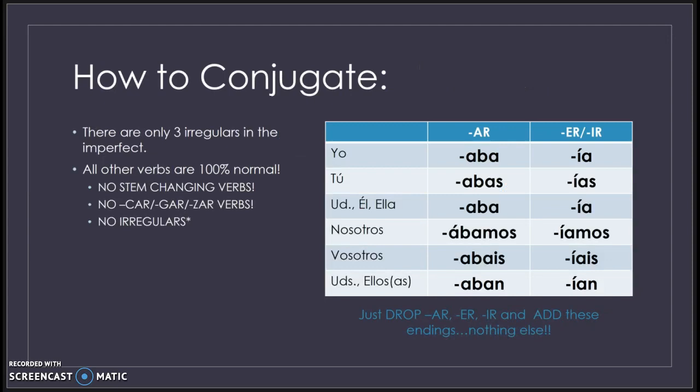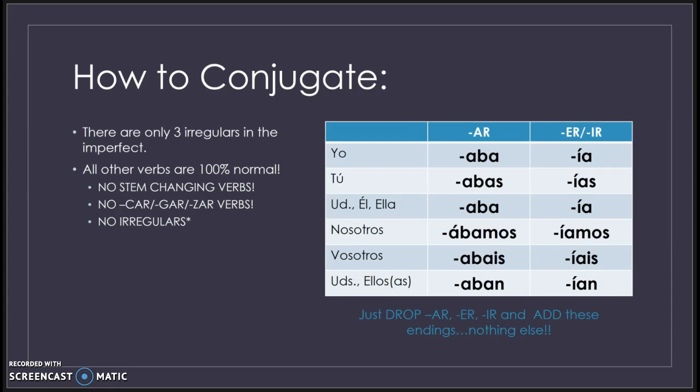So the first thing is we need to know how to conjugate in the imperfect. Well, the good news is that there are only 3 irregular verbs in the imperfect. There are no car-gar-zar, there are no stem changers, there are no irregulars, there are no UV, IJ, I to Y, nothing. Every single verb is nearly 100% normal.